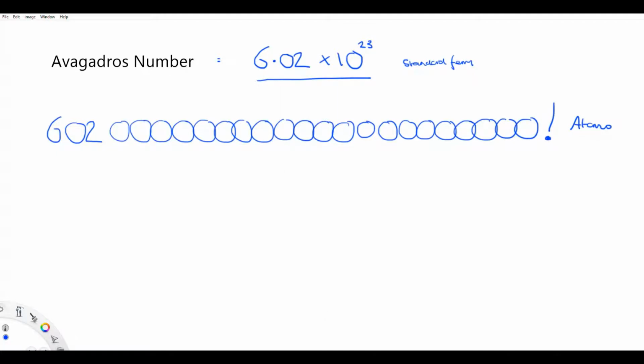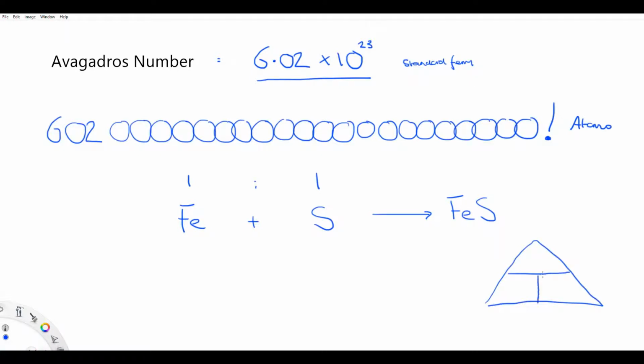So let's go back to our iron sulfide example where it's a 1-to-1 ratio. If I've got some iron and I'm reacting it with sulfur, and it forms iron sulfide, what this is telling me is this is a 1-to-1 ratio. So therefore, if I'm working in that ratio and I was having 1 mole of iron and 1 mole of sulfur, then I would have to have that many particles. And in order to work out how many grams I would need, that is where I have to use my Mr. M mole formula.